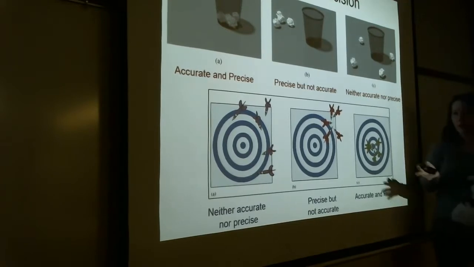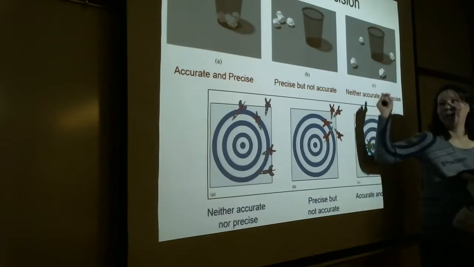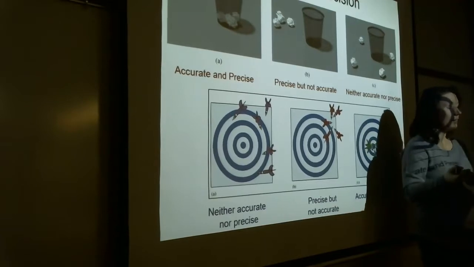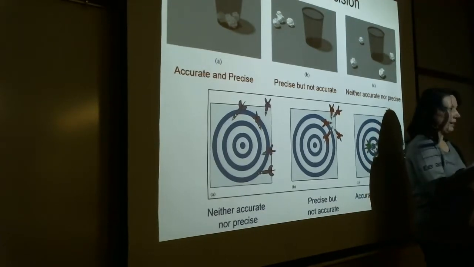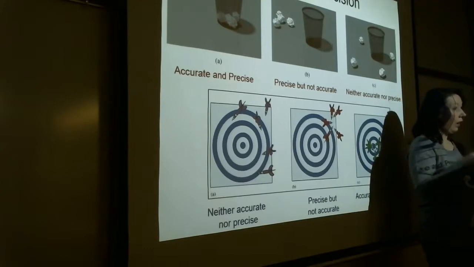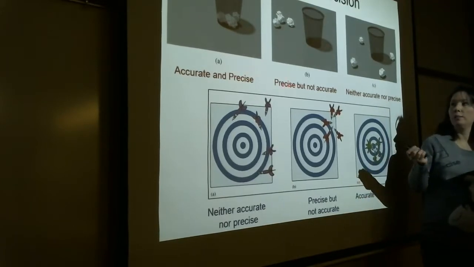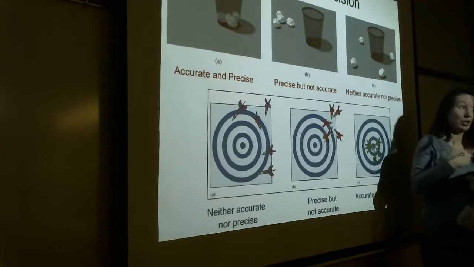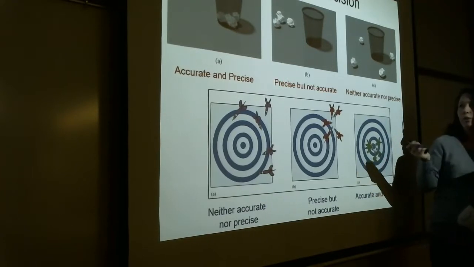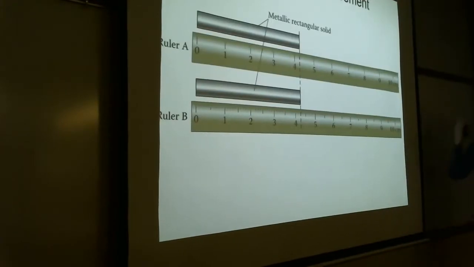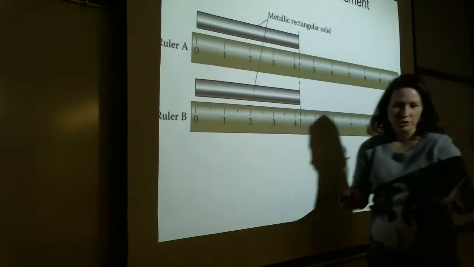So in a lab, we're obviously not going to be playing darts. We're not going to be throwing baskets. But we are making measurements. That's why we make the same measurement multiple times. If you record the mass 3 times and they're all really close to each other, we can assume that you are precise. And then if we know the actual value, we can decide how close you are in terms of accuracy.